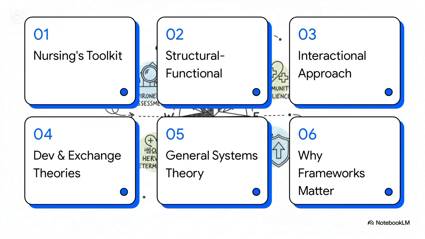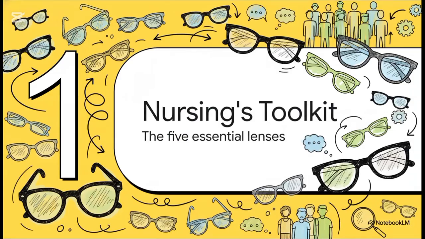We'll start with nursing's theoretical toolkit. Then we'll look through 5 key lenses: the structural functional, the interactional, the developmental and exchange theories, and finally, the general systems theory. And then we'll pull it all together and see why any of this actually matters for our health. Okay, so this toolkit I keep mentioning, it's really a set of theoretical frameworks.